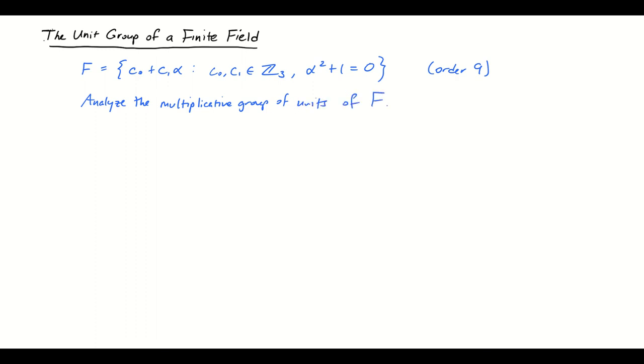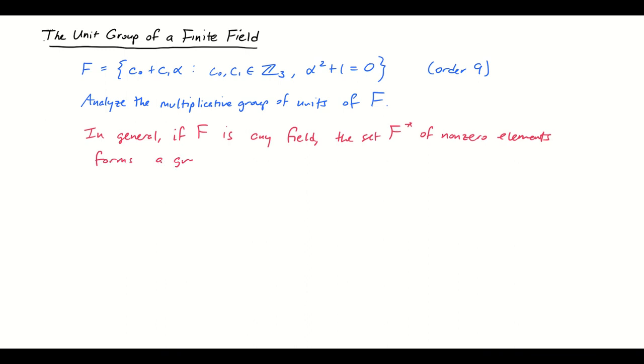So just as a reminder, in general, if F is any field, finite, infinite, characteristic 0, characteristic p, whatever, the set F star of non-zero elements forms a group under multiplication. Okay, why is that true? Why does that always form a group?